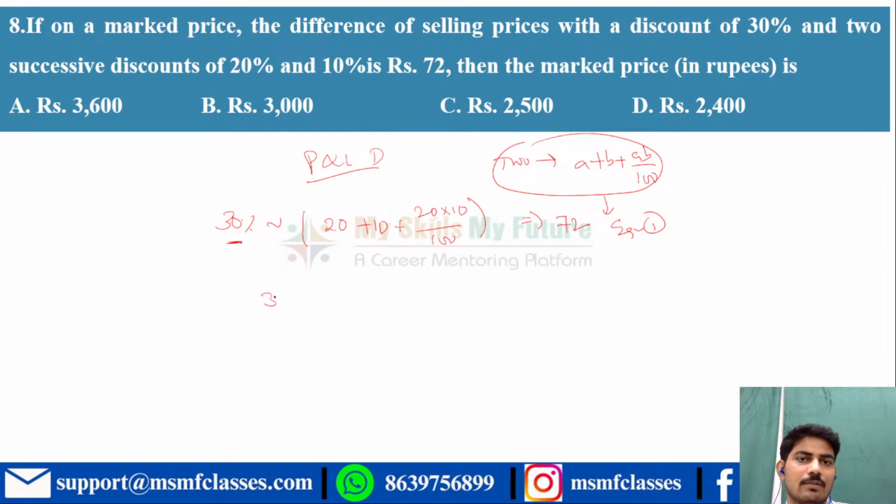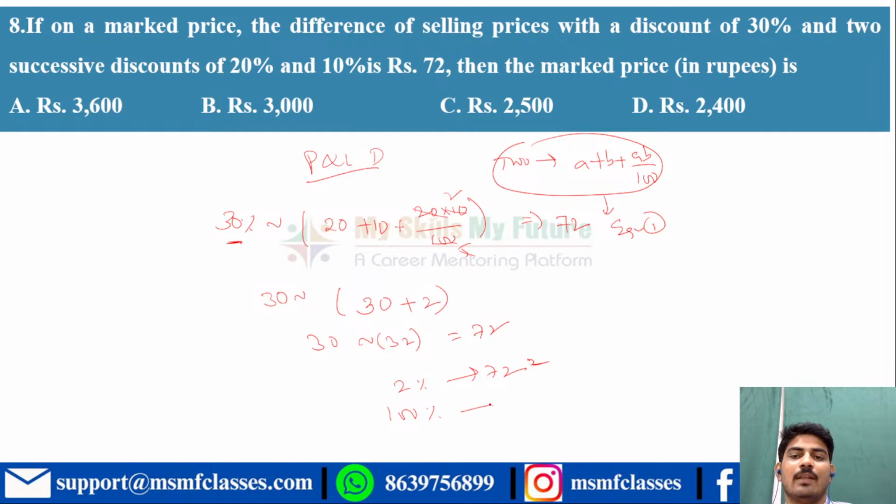So let us write this. 20 plus 10 gives 30, plus 20 into 10 by 100 gives 2, so the single discount is 32 percent. The difference 32 minus 30 is 2, so 2 percent will be equal to 72 rupees. Then what we need to find is the 100 percentage value. So what will be the one part value? One part will be 36. So into 100, the market price of the article will be 3600, which is presented in option A.